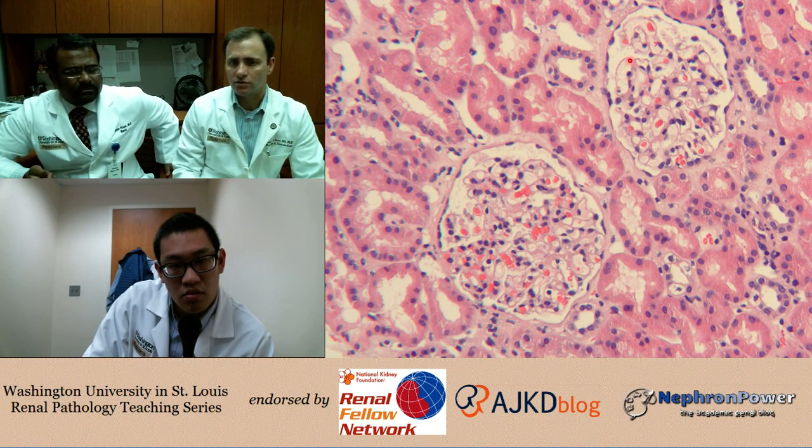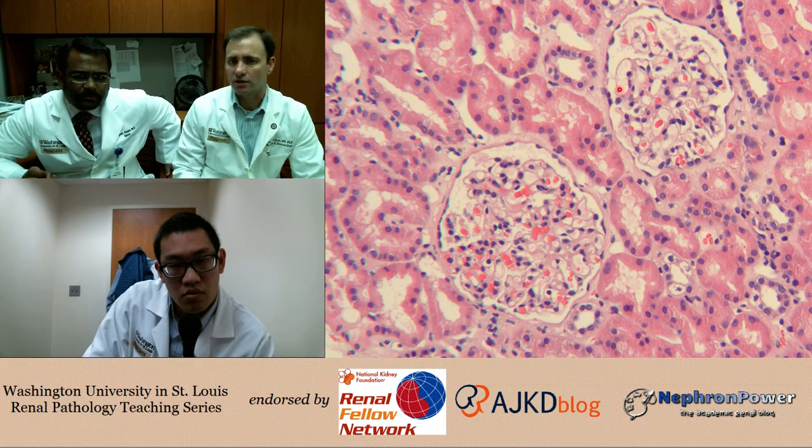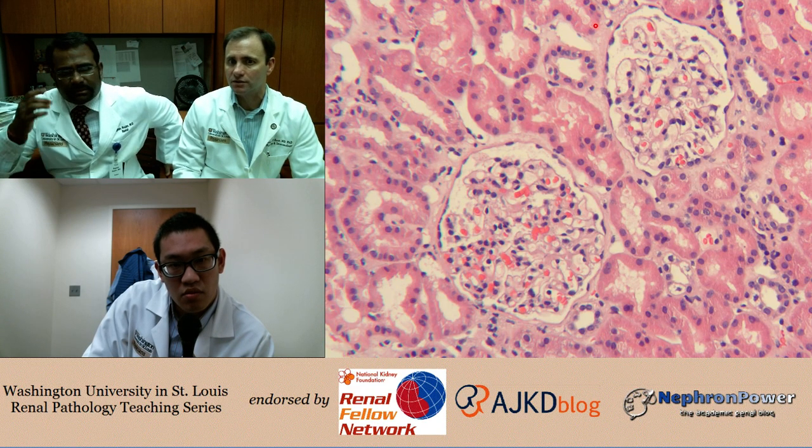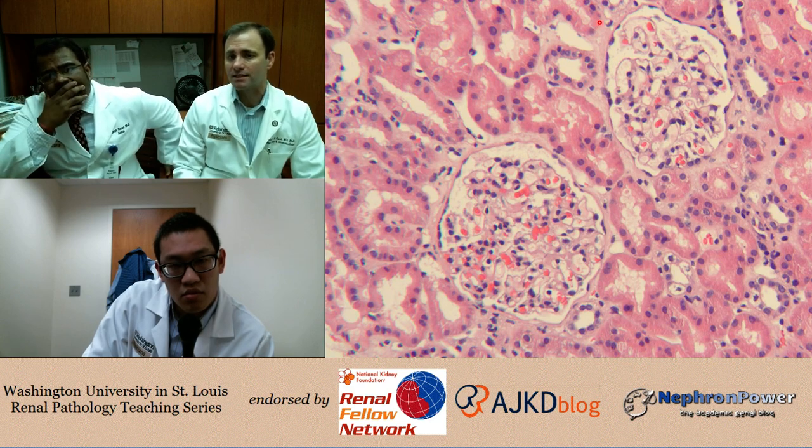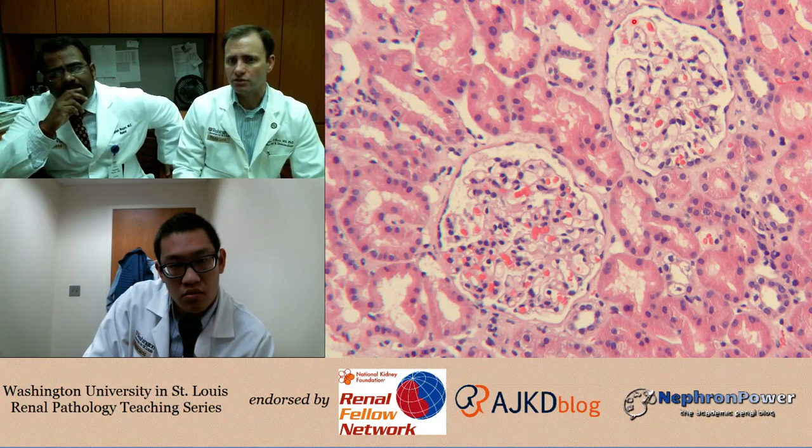It's hard to appreciate how thick these capillary loops are on the H&E stain. We traditionally compare them on the PAS stain, relative to the proximal tubular basement membrane that's not atrophic. But for the most part, just appreciating this, they don't look terribly thickened compared to normal.